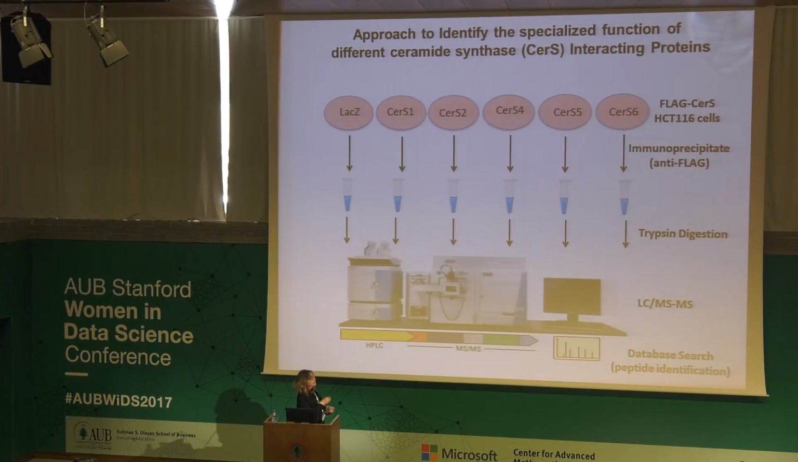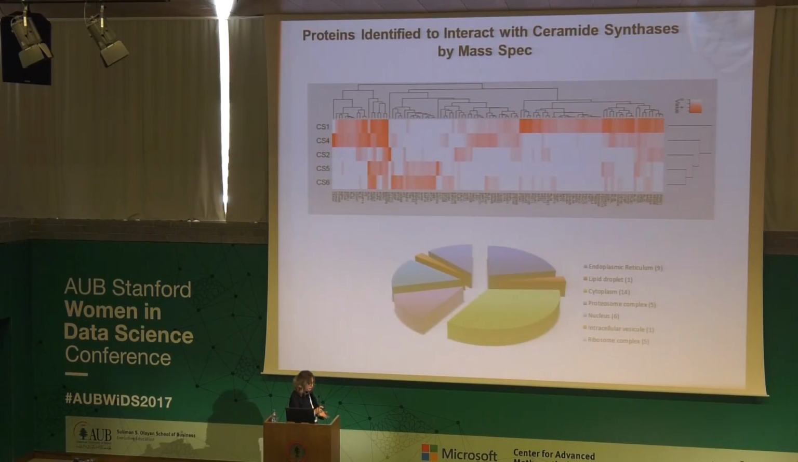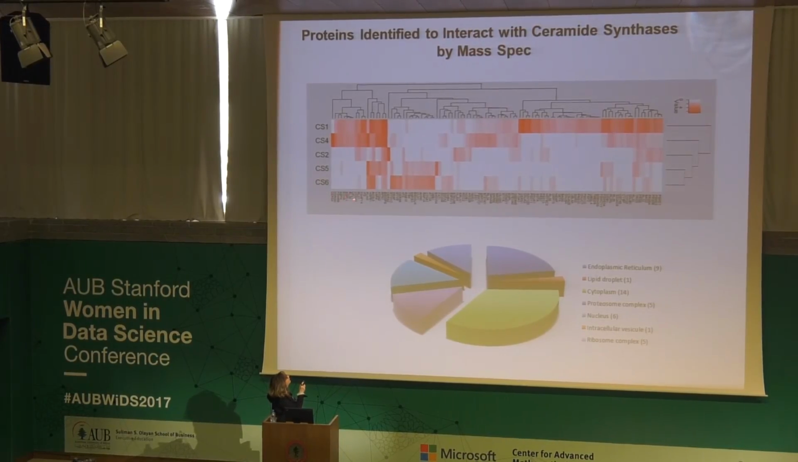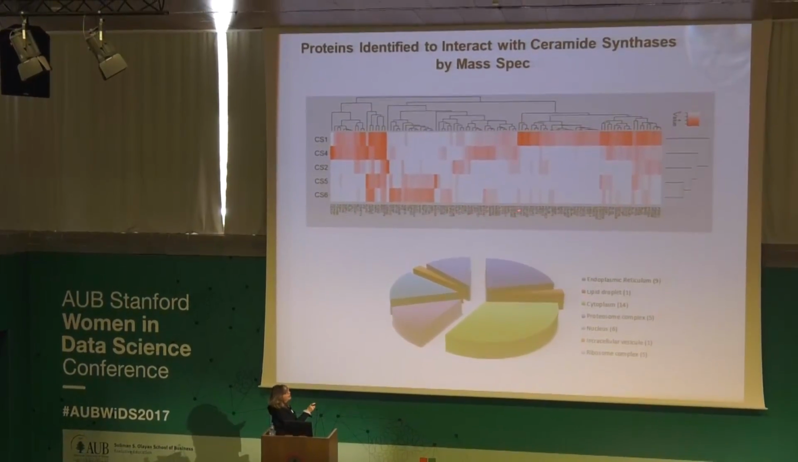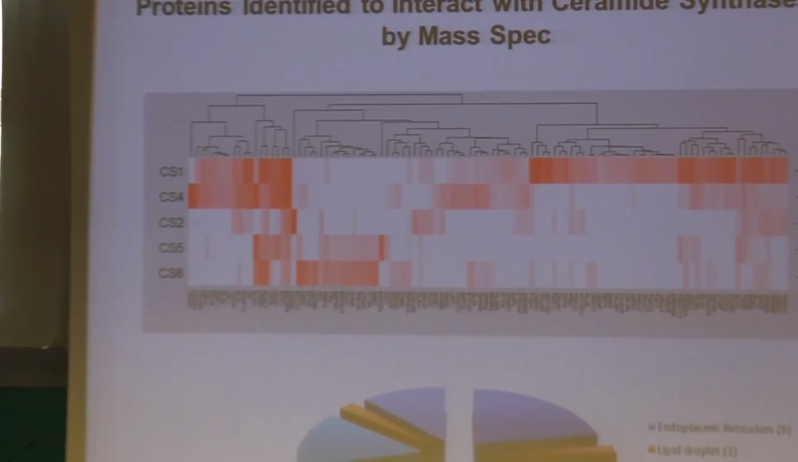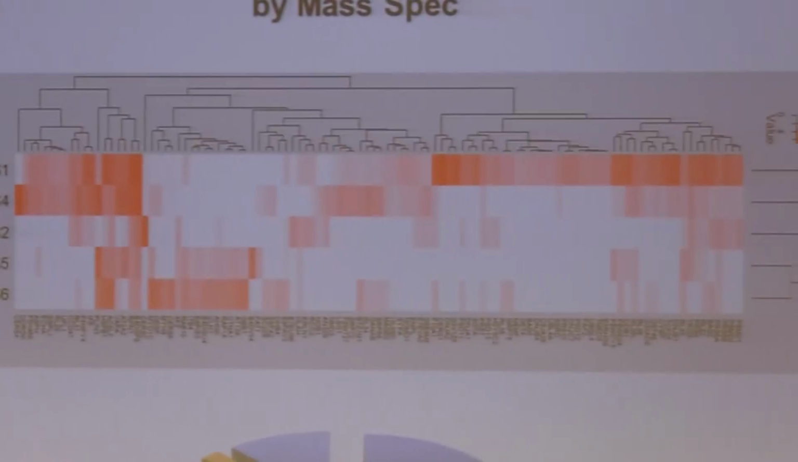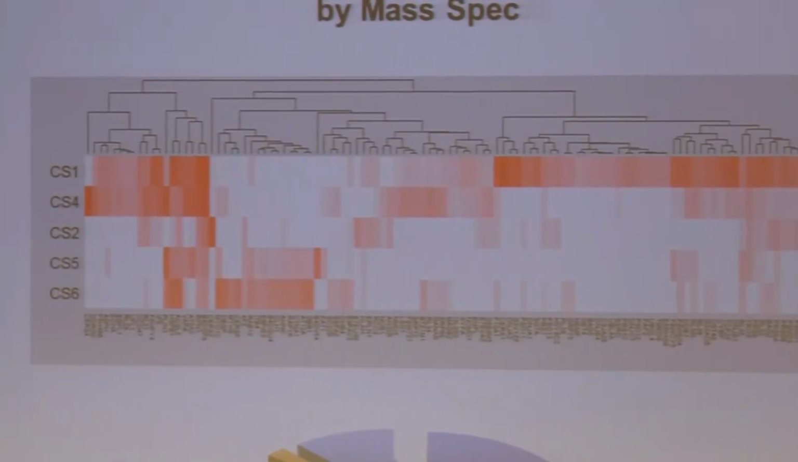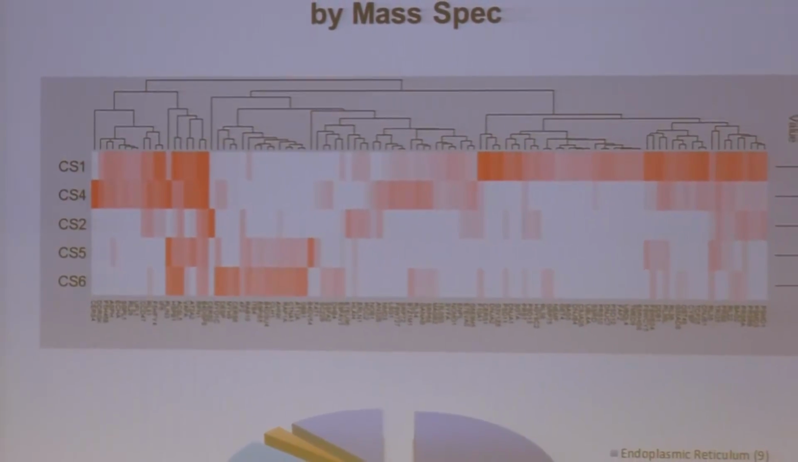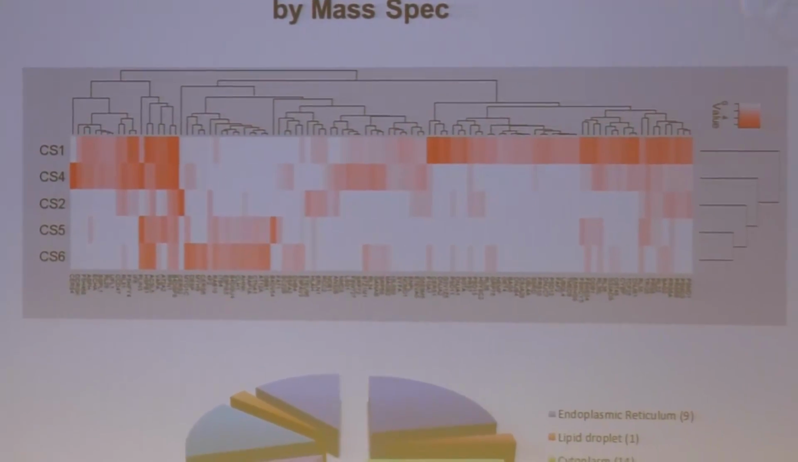So when we did that for the different proteins that we're interested in, we get something like this. So for each protein that we're looking at, ceramide synthase 1, 4, 2, each one of these enzymes comes down with different other proteins that they are interacting with. And this is the intensity of the interaction. So red is high intensity, white is low intensity. So as you see, each one of these has a different set of interacting proteins, but some of them have the same set of interacting proteins.